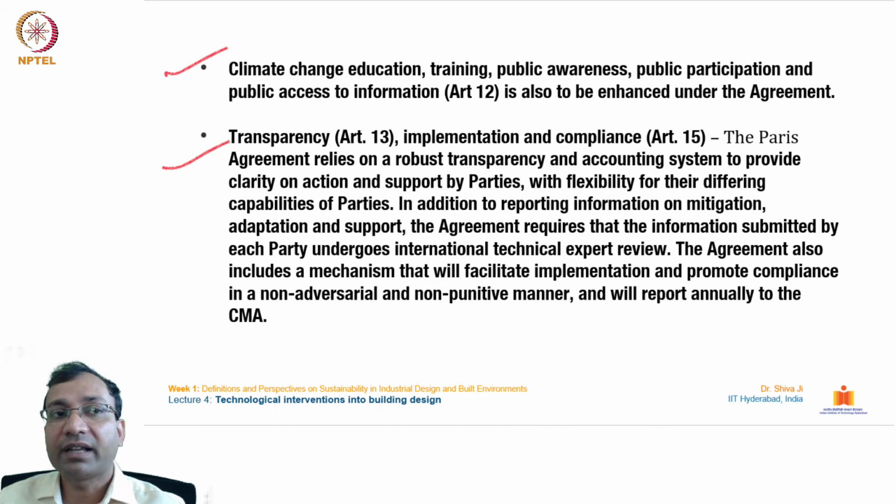The Paris Agreement relies on a robust transparency and accounting system to provide clarity on action and support by parties, with flexibility for their differing capabilities. In addition to reporting information on mitigation, adaptation, and support, the agreement requires that the information submitted by each party undergoes international technical expert review. The agreement also includes a mechanism that will facilitate implementation and promote compliance in a non-adversarial and non-punitive manner and will report annually to the CMA.